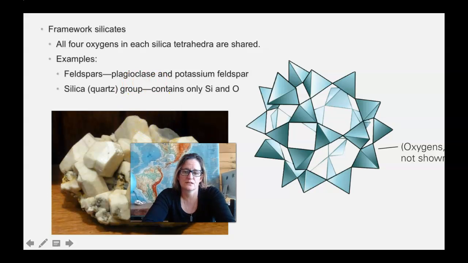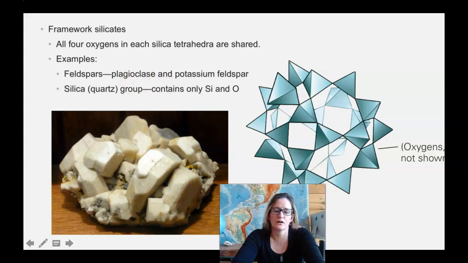The framework silicates, you have all the tetrahedra and all the corners all being bonded. So all of the silicates are touching other silicates. The example of that would be those feldspars that are the most common mineral in the Earth's crust, and then also quartz is a silicate framework structure.